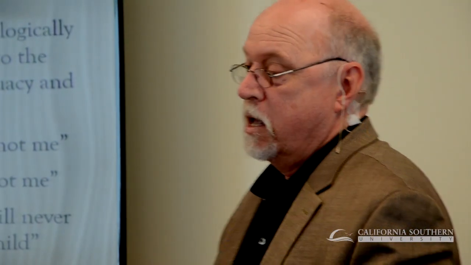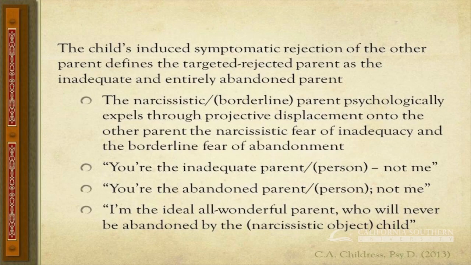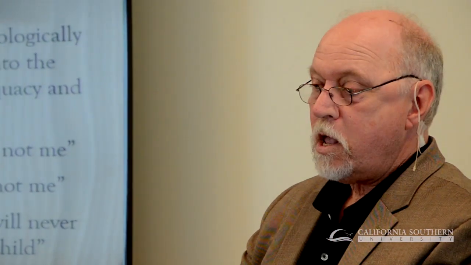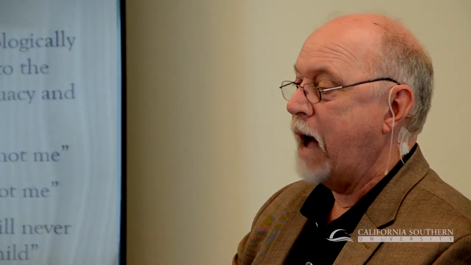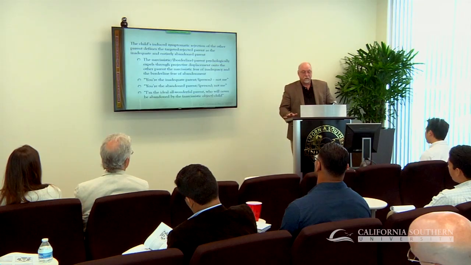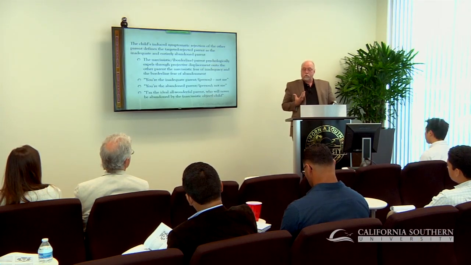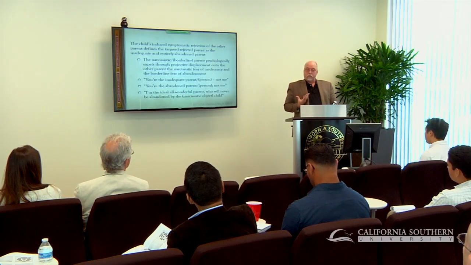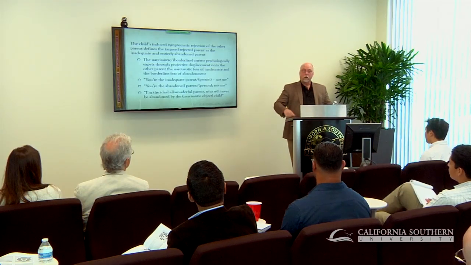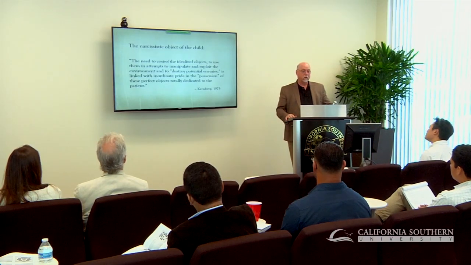So the child's induced symptomatic rejection of the other parent defines the targeted rejected parent as the inadequate or entirely abandoned parent. You're the bad parent. The narcissistic borderline parent psychologically expels, through projective displacement onto the other parent, the narcissistic fear of inadequacy and the borderline fear of abandonment. You're the inadequate parent and person, not me. You're the abandoned parent or person, not me. I'm the ideal, all-wonderful parent who'll never be abandoned by the narcissistic object of the child. So the child is both serving to bolster the narcissistic defenses that have been challenged by the divorce, as well as expelling the anxiety regarding the fear of abandonment and inadequacy onto the other parent.